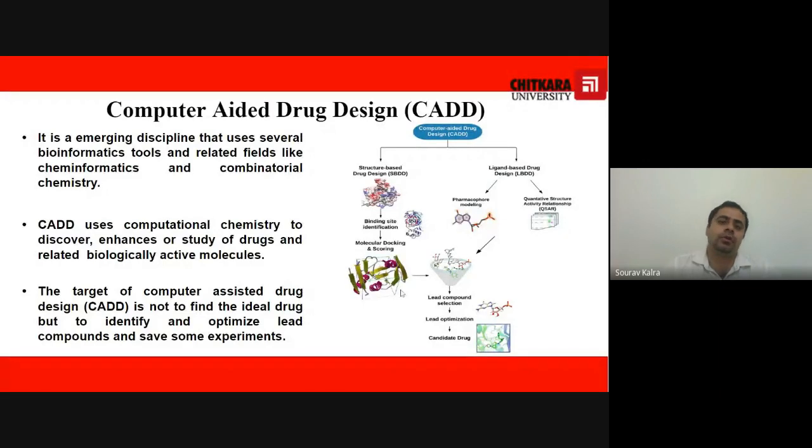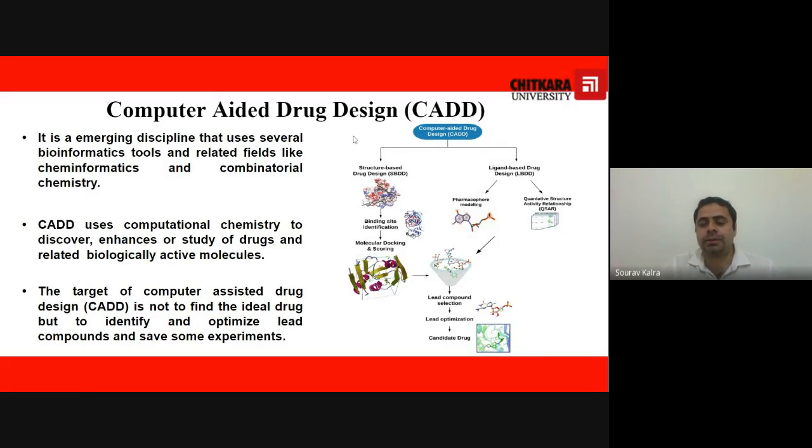Next, I'm going to talk about computer-aided drug design. That is an important part. It is an emerging discipline, and it uses several bioinformatic tools, chemoinformatic tools and computational chemistry. It is of two types, as explained: structure-based drug design and ligand-based drug design. From the figure, it is visible.